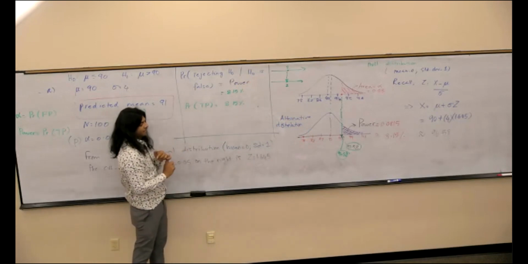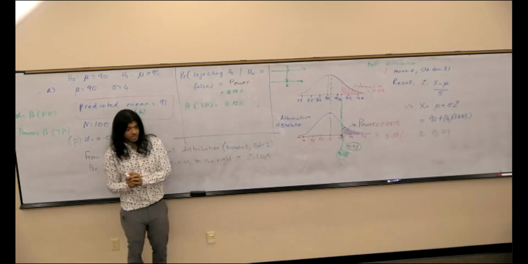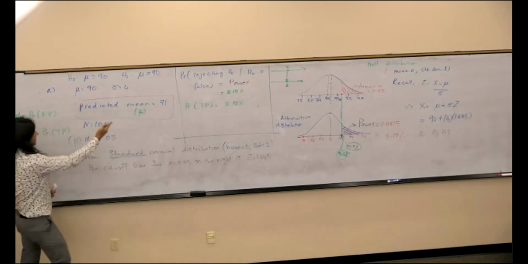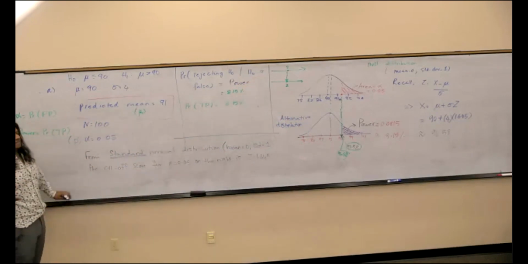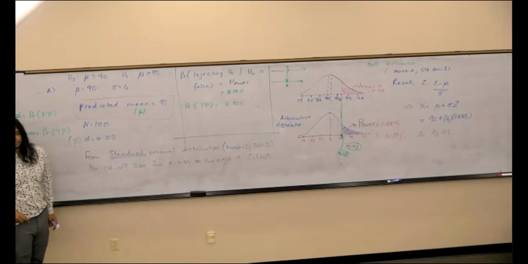If someone asks you, what are the chances that whatever conclusion you have is a true positive? In other words, 91 is in fact statistically different from 90, greater than 90. What are the chances that that statement could be true? 8.15%. Do you agree? Is that a good probability?